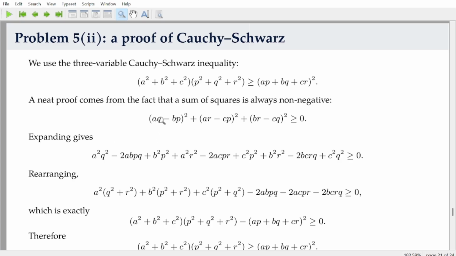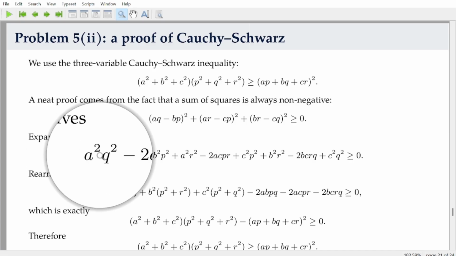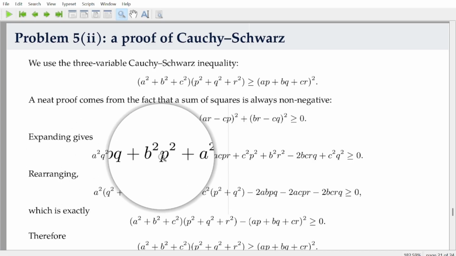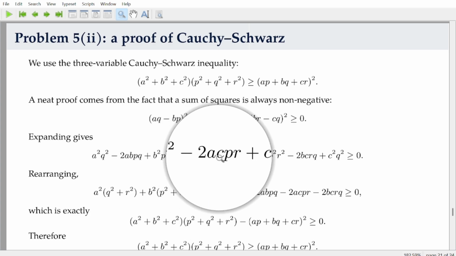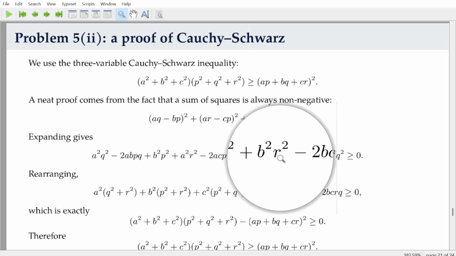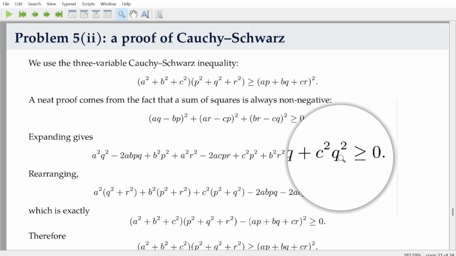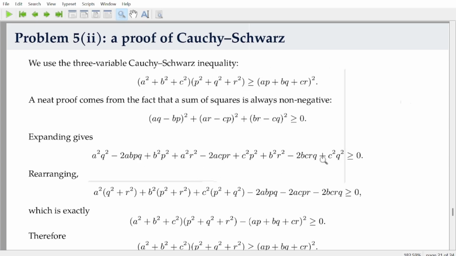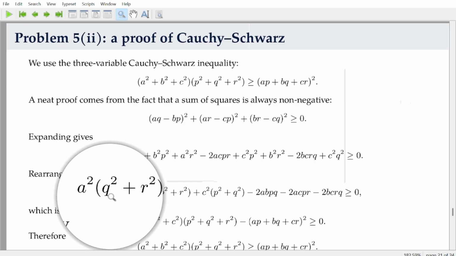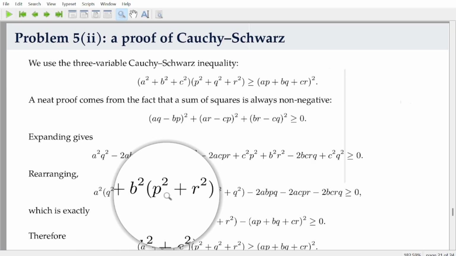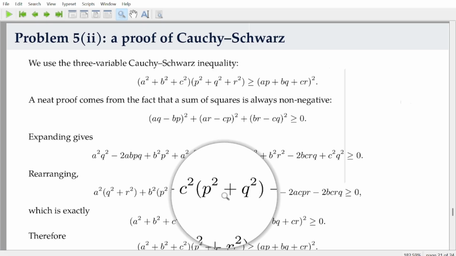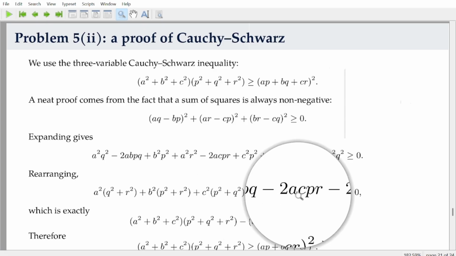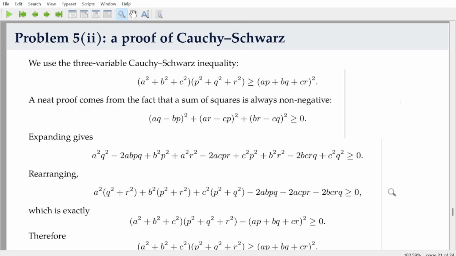And then all we need to do is just expand this, step by step, and you're going to get a squared q squared minus 2abpq plus b squared p squared plus a squared r squared minus 2acpr plus c squared p squared plus b squared r squared minus 2bcrq plus c squared q squared has to be greater than or equal to 0, because we know this thing is greater than or equal to 0, so we're just expanding that and it's still greater than or equal to 0. Now we can rearrange terms, grouping together the a squared terms, to get that a squared times q squared plus r squared plus b squared times p squared plus r squared plus c squared times p squared plus q squared minus 2abpq minus 2acpr minus 2bcrq has to be greater than or equal to 0.